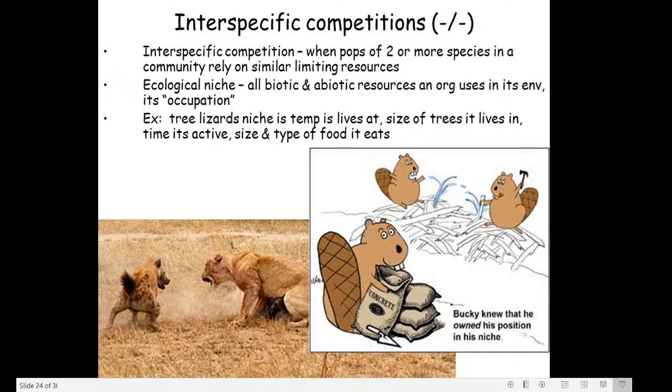The tree lizard's niche is living at one particular place. The size of the tree it lives in is a very important thing, because they take their food from it. It's an ecological niche for interspecific competition. They need a location, they need a place, so the lizard fights with other species. They are occupying the environment. That is interspecific competition: two different species fighting for their location, which is a resource. And in intraspecific competition, one species fights for the same food.